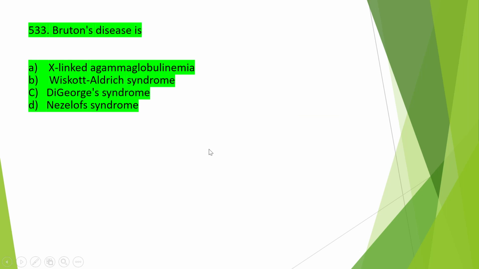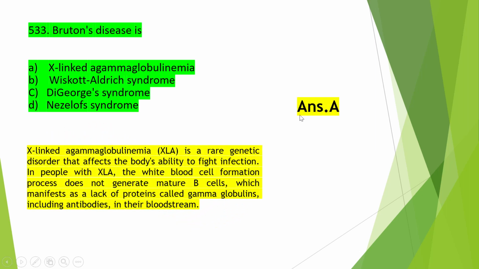So next question we will see. Next is Bruton's disease: option A X-linked agammaglobulinemia, option B Wiskott-Aldrich syndrome, option C DiGeorge syndrome, or option D Nezelof syndrome. And the right answer is option A, that is X-linked agammaglobulinemia. So Bruton's disease is X-linked agammaglobulinemia, that is known as XLA.